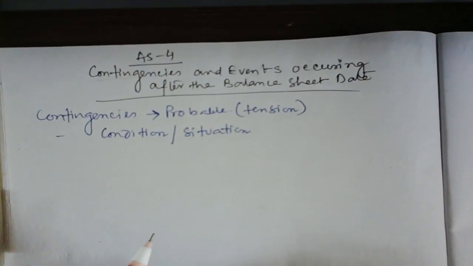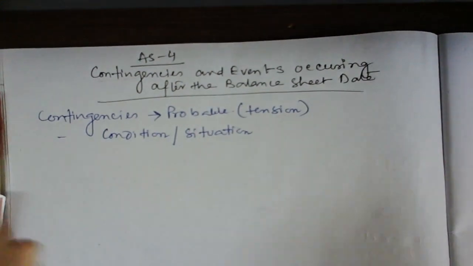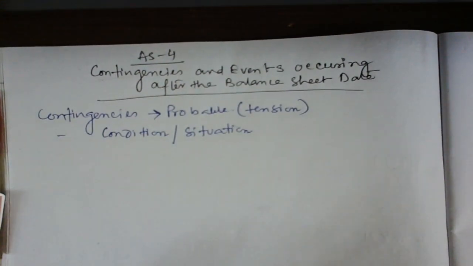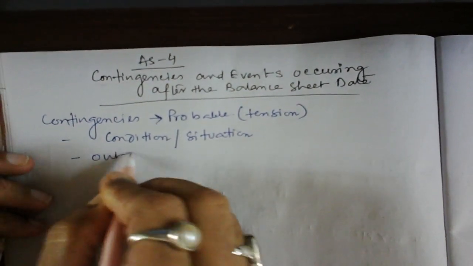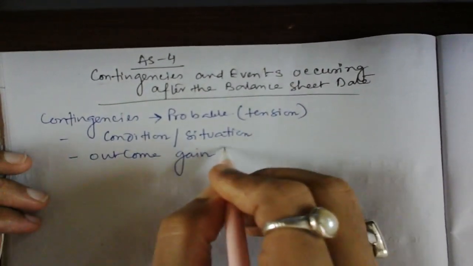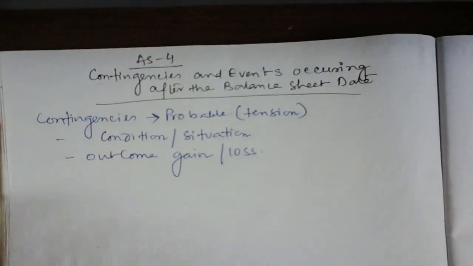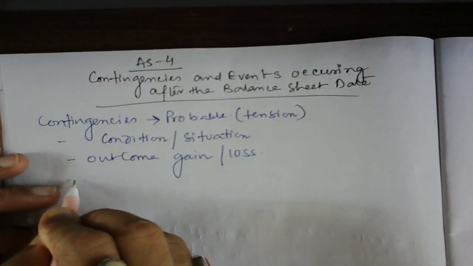Okay, you know that this is probable. Probable means the result is not known, the actual is not known, you are predicting. Probable means you are predicting, but you are unable to know the result. It may be possible that the outcome results in a gain, or the outcome results in a loss. It is quite possible that the outcome from the case will be positive or negative. Correct?